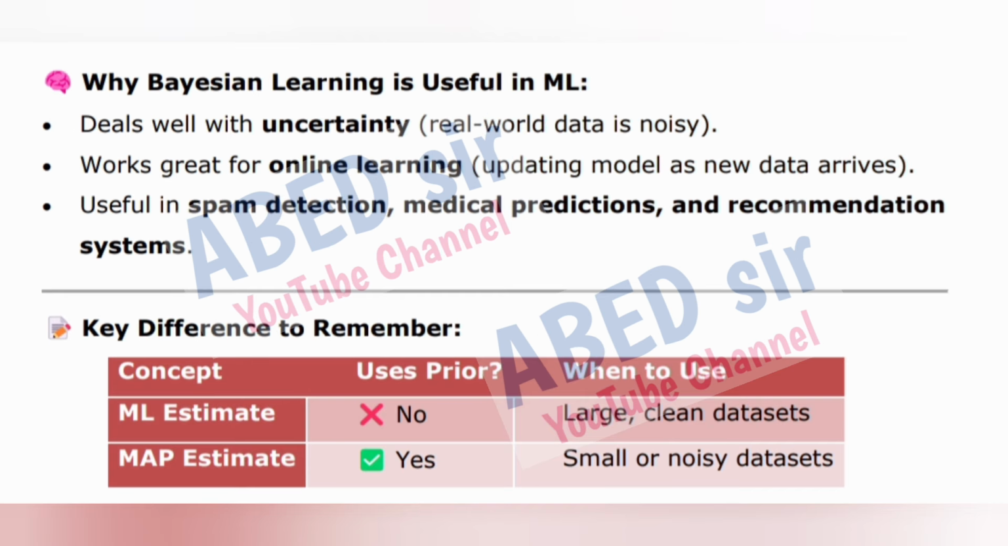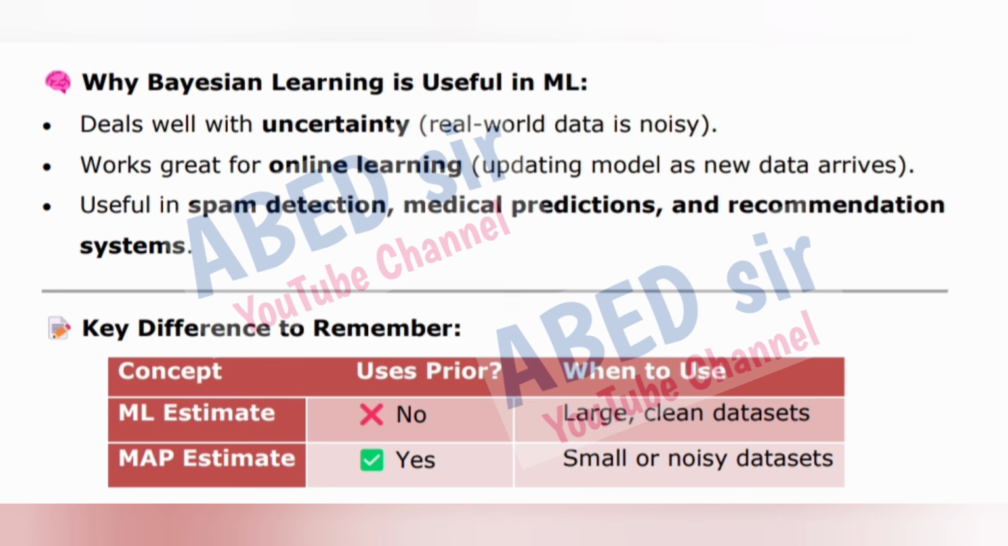Why Bayesian learning is useful in ML. Deals well with uncertainty, real-world data is noisy. Works great for online learning, updating the model as new data arrives. Useful in spam detection, medical predictions, and recommendation systems.